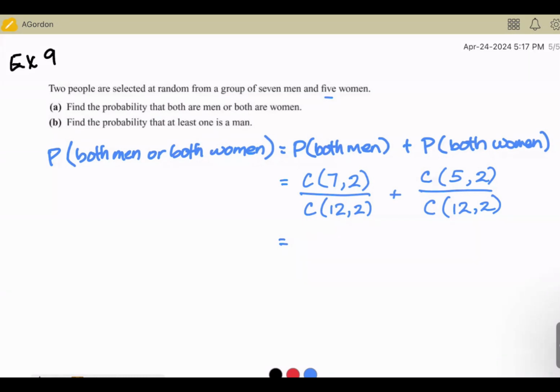But 7 choose 2 will give us 21 possible ways. And 12 choose 2 gives us 66. So this will also be 66. And choosing 2 out of 5 is 10. So I'm going to add them together as fractions. Since they have the same denominator, I can just add the numerators. The instructions didn't say anything about how to give the answer, so really you could just leave it this way, as a fraction. Or you would do top divided by bottom to get a decimal.